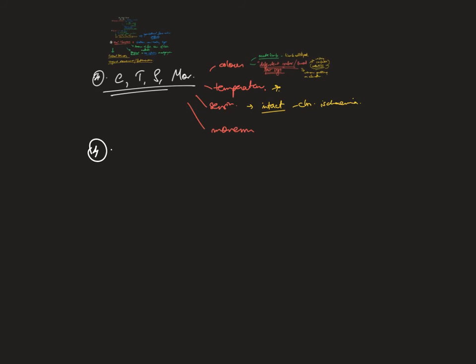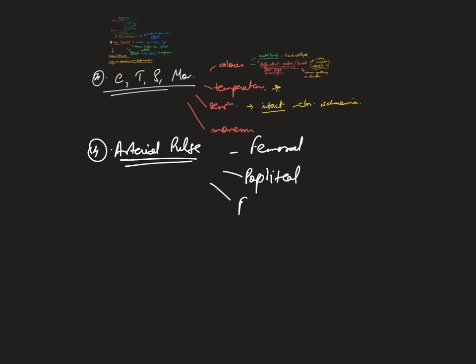And then we need to talk about the arterial pulses. In all such cases, we need to feel the arterial pulses, namely the femoral, popliteal, the posterior tibial, anterior tibial, and the dorsalis pedis.